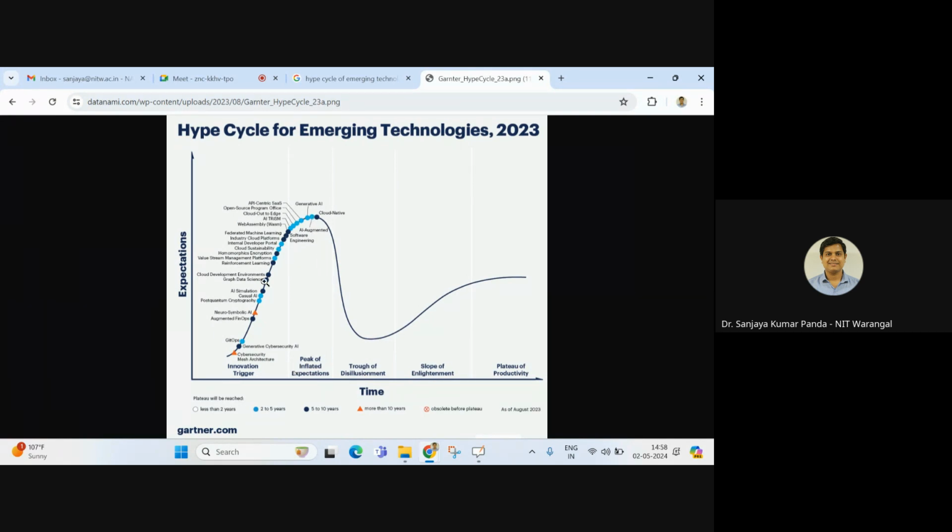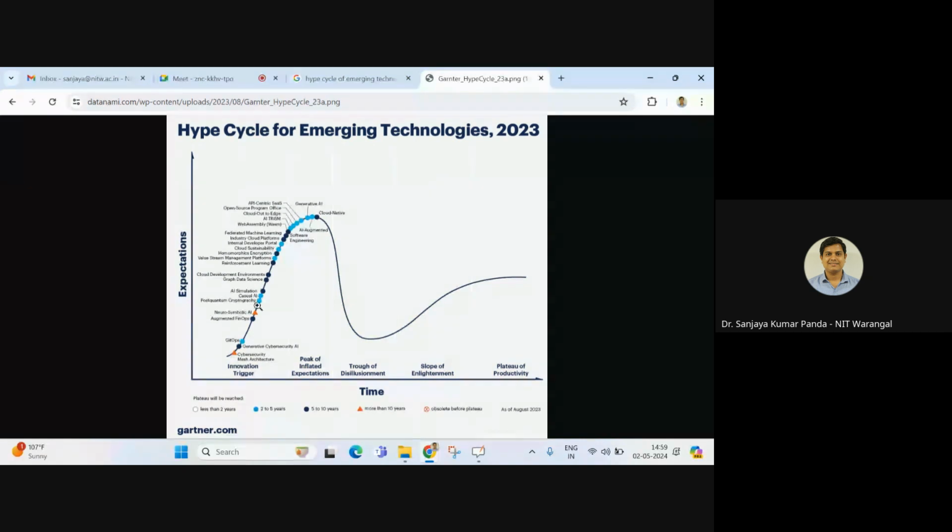You can see several colored dots or triangles here. These represent the life period, or when the plateau is going to be reached for a particular technology. For example, there is a yellow triangle here for cyber security mesh architecture, which is not part of our course, but it indicates that this technology will be in the market for 10 years or more. Neuro-symbolic AI is also marked with a triangle, so it too will be sustained in the market for more than 10 years.